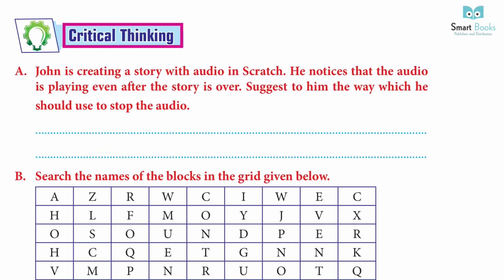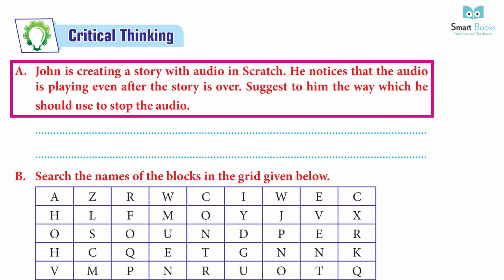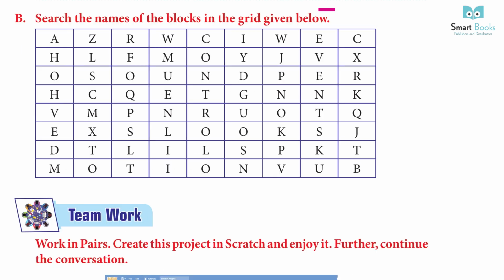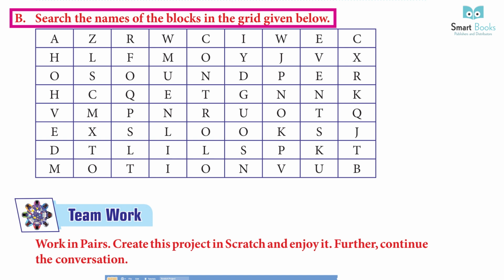Critical thinking. A. John is creating a story with audio in Scratch. He notices that the audio is playing even after the story is over. Suggest to him the way which he should use to stop the audio. Answer: to stop all sounds being played on all sprites, use the Stop All Sounds block. B. Search the names of the blocks in the grid given below. Answer: sound, control, pen, events, looks, motion.